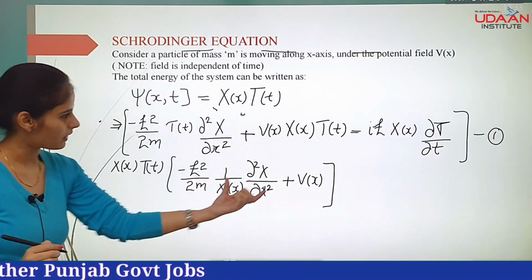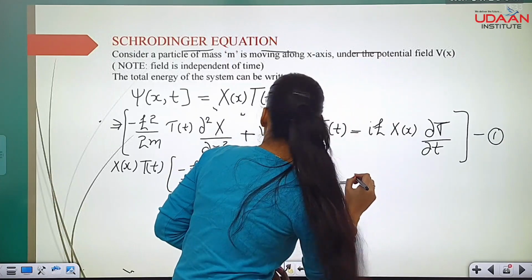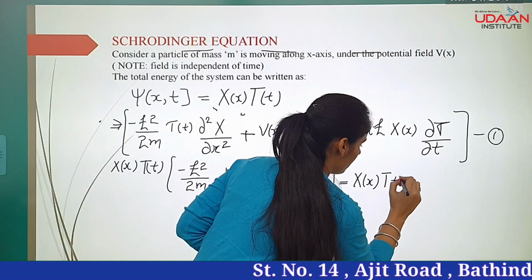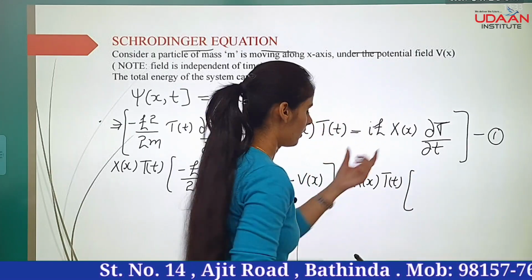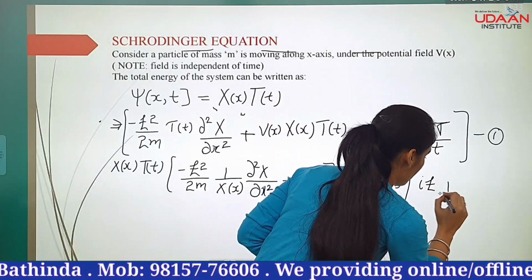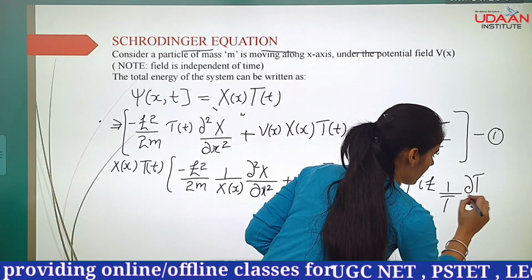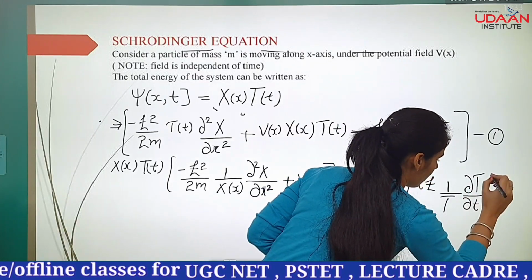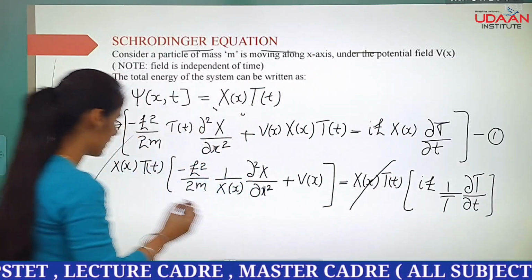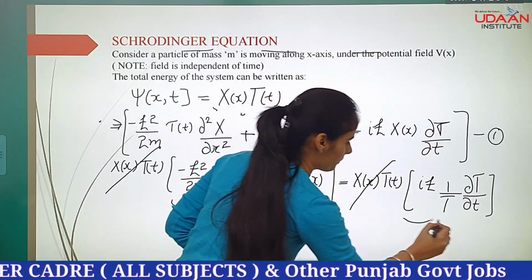So this thing is common from both the terms, which is equal to capital X, capital T, iota h bar 1 upon capital T del capital T upon del t. And now both of these things are cancelled and this is our final equation.